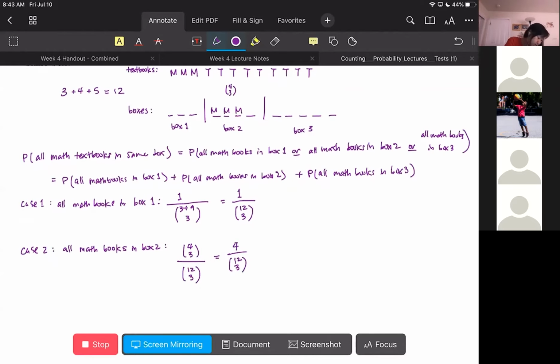And then lastly, there's a case where all math books are in box 3. And here we have a similar approach. So basically now we need to distribute 3 math books among these 5 spots we have in box 3. And so that's going to be 5 choose 3 over 12 choose 3.